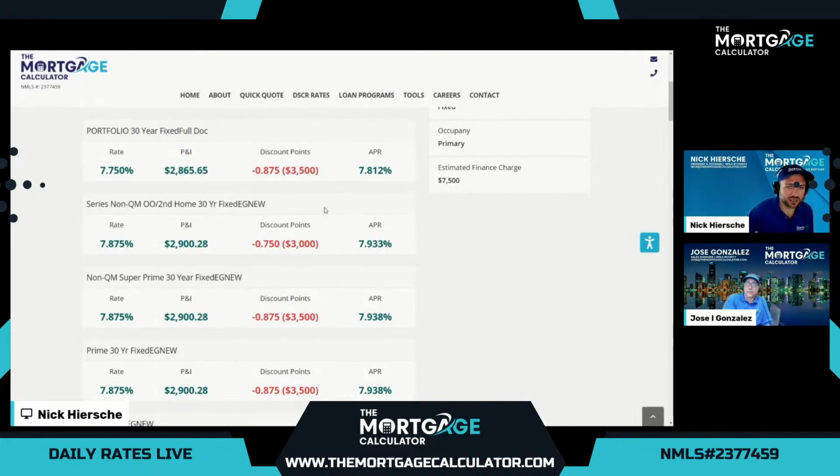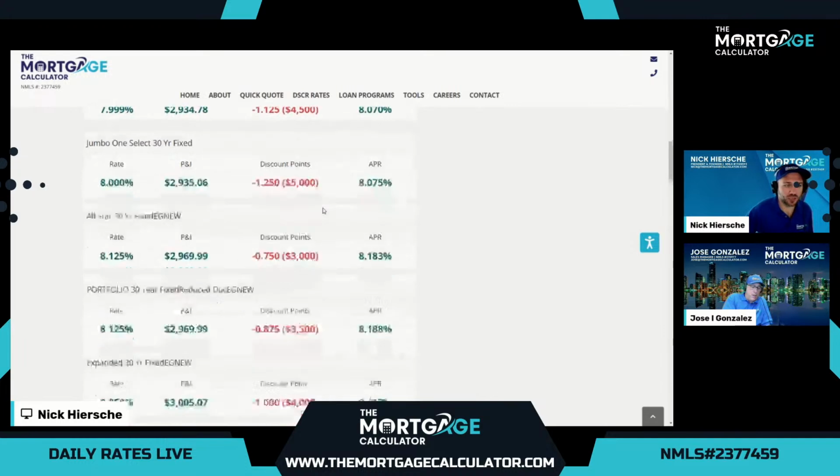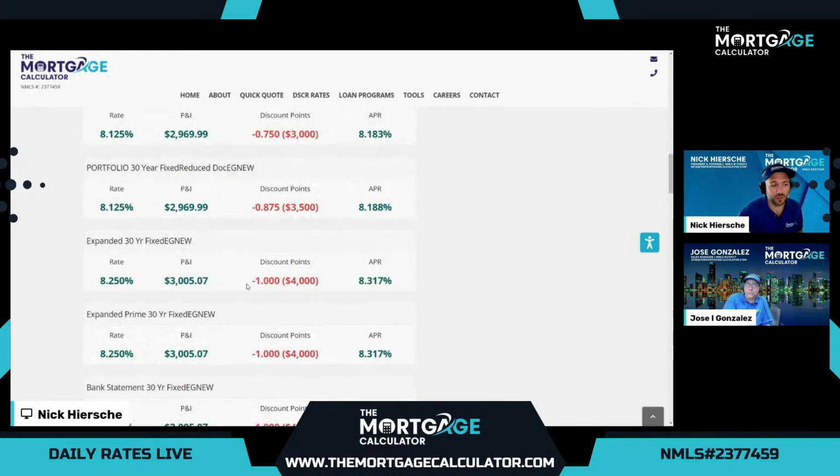If we cruise down this list, you'll see we have dozens and dozens of bank statement options. Some of these at the higher rates may allow things like bankruptcies and foreclosures and other credit events that would put us out of compliance with the standard conventional and FHA programs. So we can get around other guidelines as well with the non-QM programs. So that's really why we love these options.